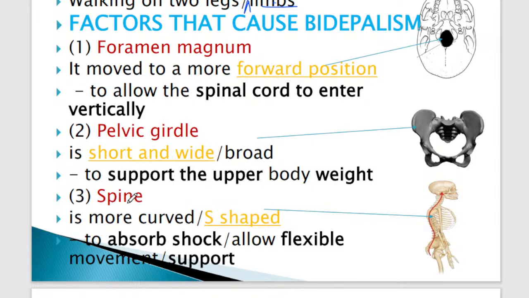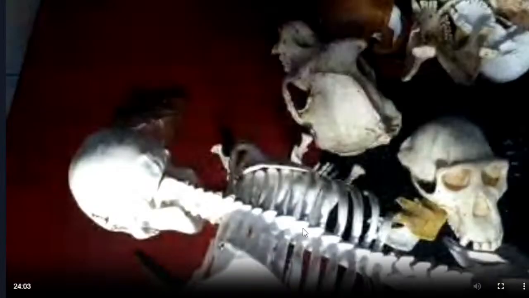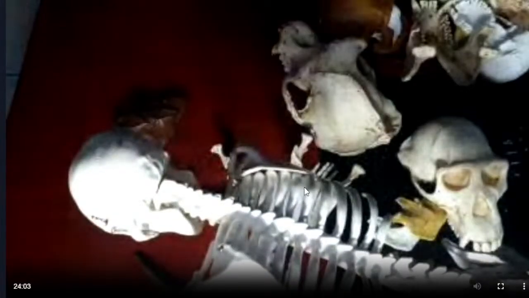And then you have the spine. The shape of the spine is S-shaped. It's S-shaped to allow this flexibility. Let's look at it on our skull, and then we see exactly what is happening there. Is it S-shaped or is it straight? Let's see if these people made it the way it's supposed to be.